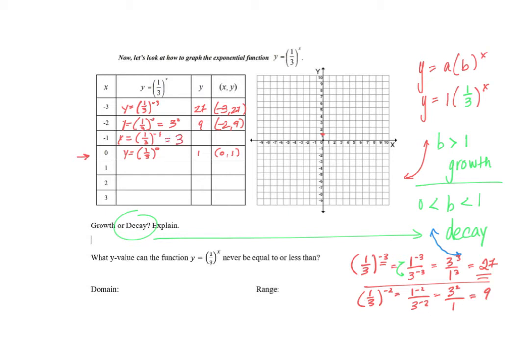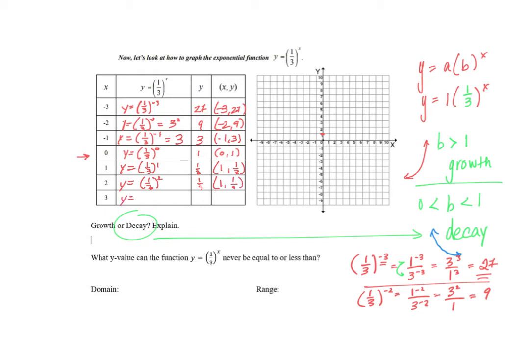So that means my ordered pair is going to be negative 1, 3. All right, when I plug 1 in for my x, I have y is equal to 1/3 to the first. That does not change the value of my base, so 1/3 is going to be my output. If I raise it to the second, that means that I'm going to have 1/3 times 1/3, which is 1/9. So now you can see here the values are getting smaller and smaller and smaller.